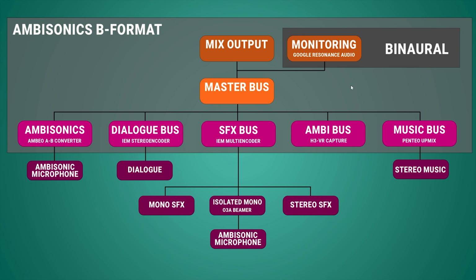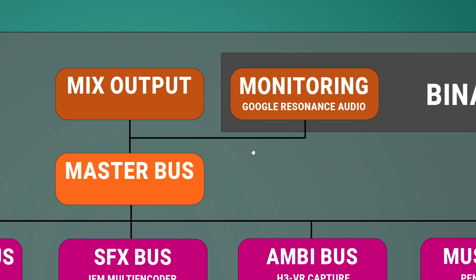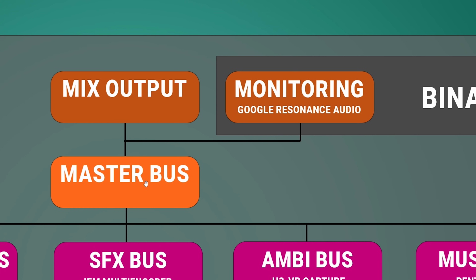So I have this graph here, and I'll break it down. We can see first our output. We have our master bus, which will be a 4-channel Ambisonics bus. Then we have our mix output. Again, this is the 4 channels encoded Ambisonics format.